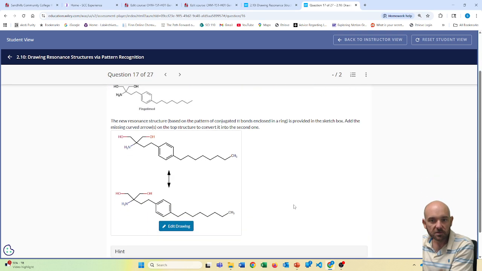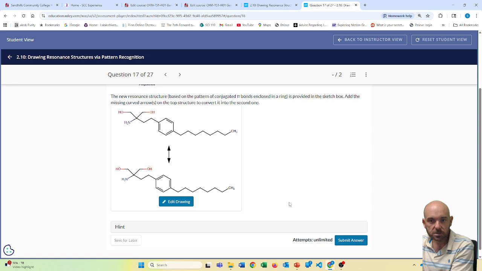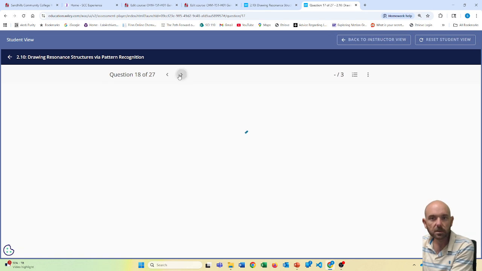For question 17, this one's the easy one. You are going to draw the arrows in the new structure. There are no formal charges in this one. This is conjugated pi bonds in an enclosed ring, which is the easiest one. You should draw 3 arrows, and it looks like maybe even the pi bonds are already restructured for you in this one, so pay attention to that.